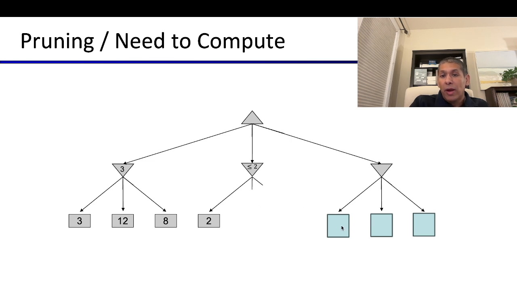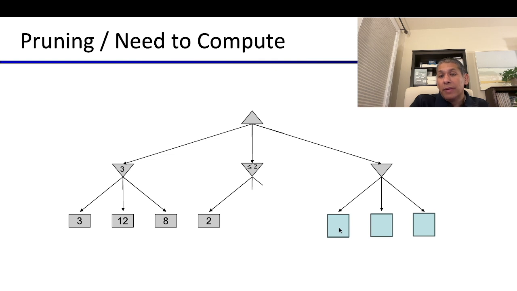Now, what about the third one? Should we compute? Let's think. Let's suppose all of them are 5. We don't know, but let's suppose all of them are 5. This will be a 5, then that will be a 5. And maybe that's the direction we want to go, so maybe we should compute it.